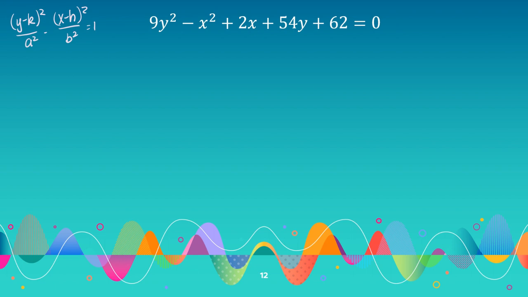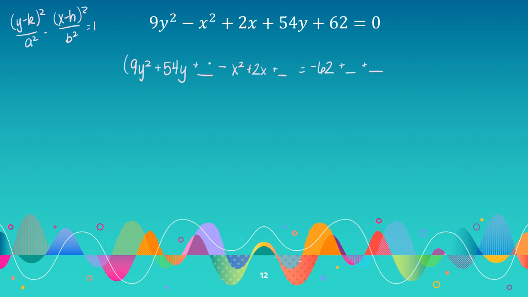So I'm going to group my variables together and move my constant over to reflect that setup, okay? I'm going to start with 9y squared plus 54y, and then I'm going to throw in my blank, and then minus, and then I'm going to do x squared plus 2x plus blank, and I'm going to move that 62 over to the other side. Now, don't forget, when you're moving a constant to the other side, you are changing its sign. Do not forget to do that. And then because I have two blanks on the left, I'm going to add 2 to the right, okay?